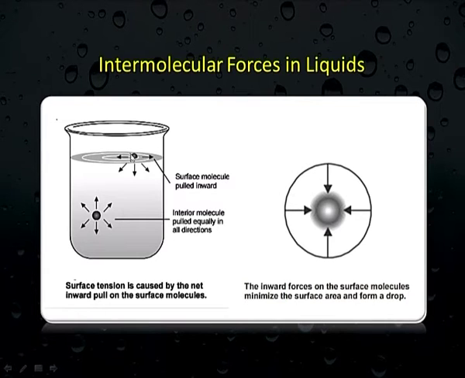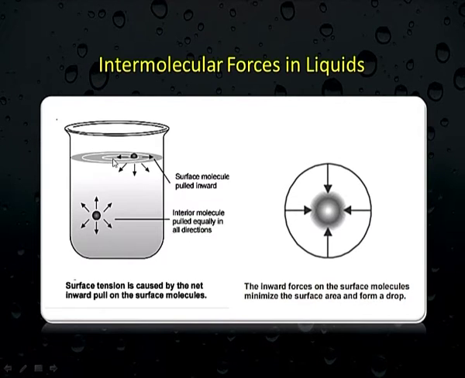Now, here we can see this example. We have taken water or any liquid in a beaker. Some molecules are lying inside the bulk and some molecules are present on the surface of the liquid. A molecule present in the bulk experiences intermolecular forces of attraction in all possible directions. So, the overall net result is that there is no force at all because these forces are in opposite directions, so they will be cancelled.